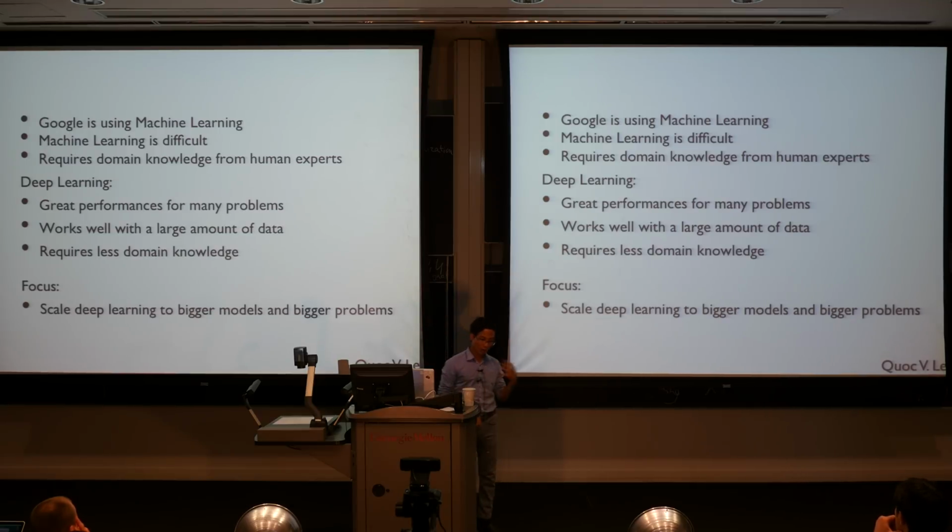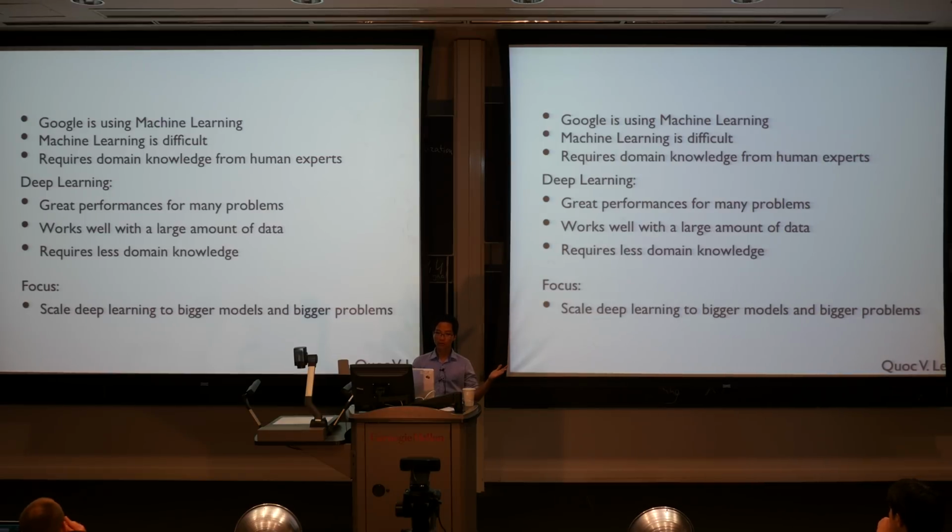But for us, deep learning works. It works well for many, many small problems. It works well when you increase the amount of data, all right? Because it has a lot of parameters. If we increase the size of the model, it works even better. And the good part is it requires less domain knowledge.